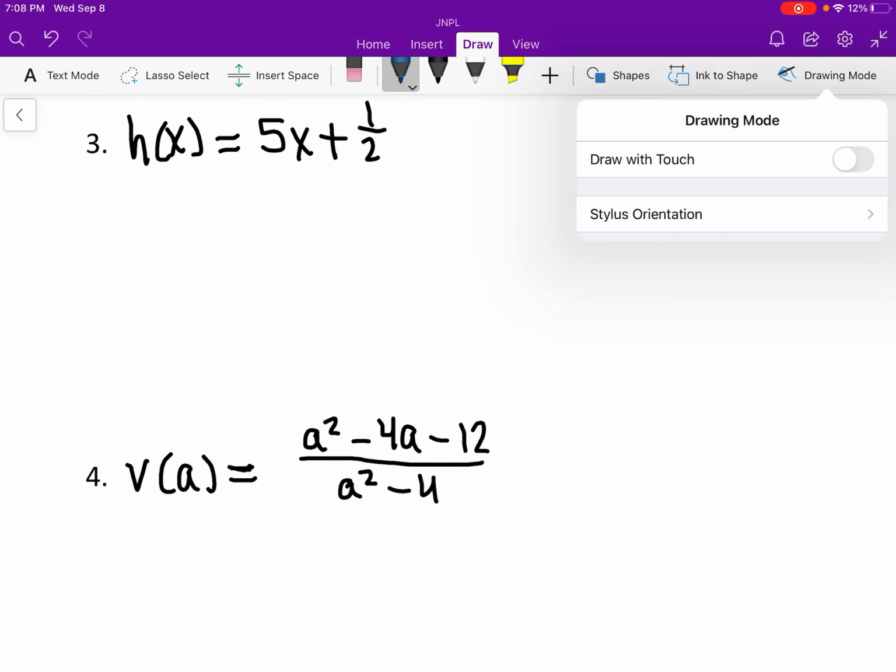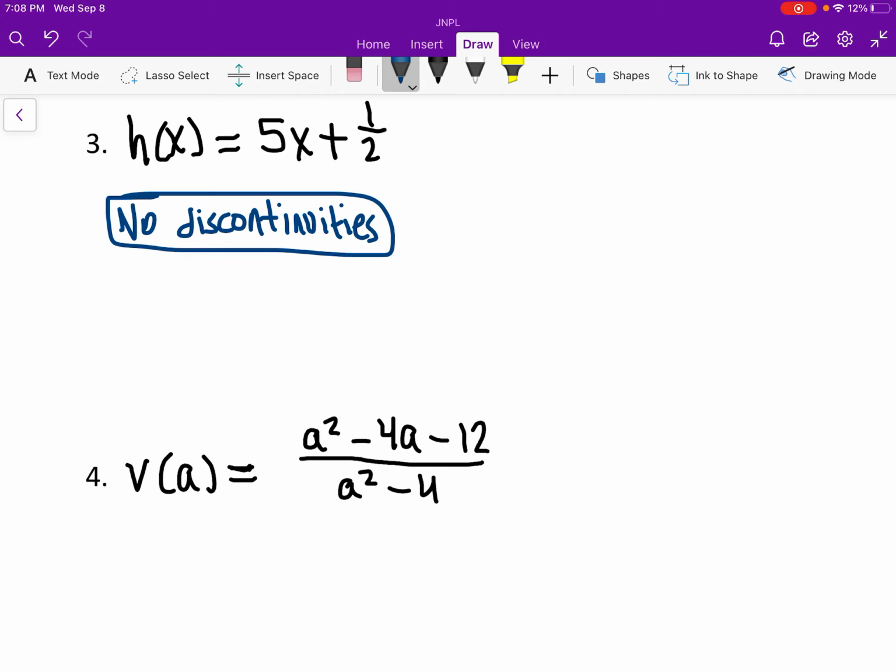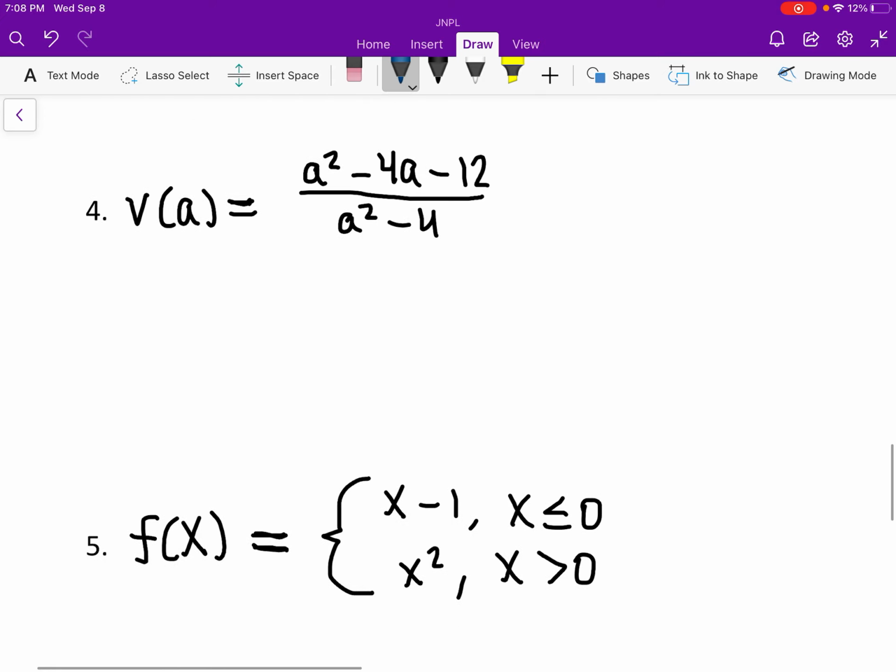Now, what about this one? h of x equals 5x plus 1 over 2. Well, we don't have a rational function this time, so there are no discontinuities in this one. That's not necessarily why, just because it's not a rational function, but there is nothing in the denominator that could be a hole or a vertical asymptote, and it's not a piecewise function, so we know there is no jump discontinuity.